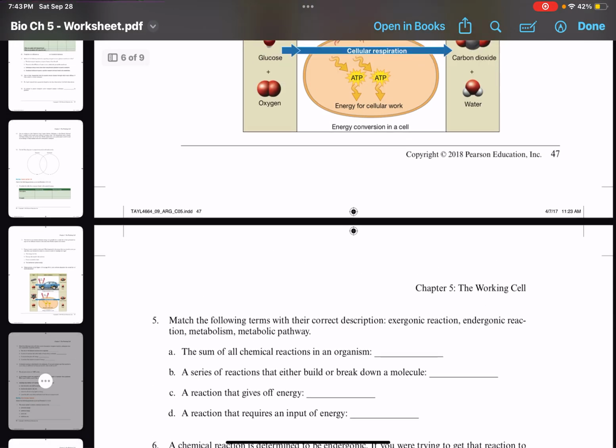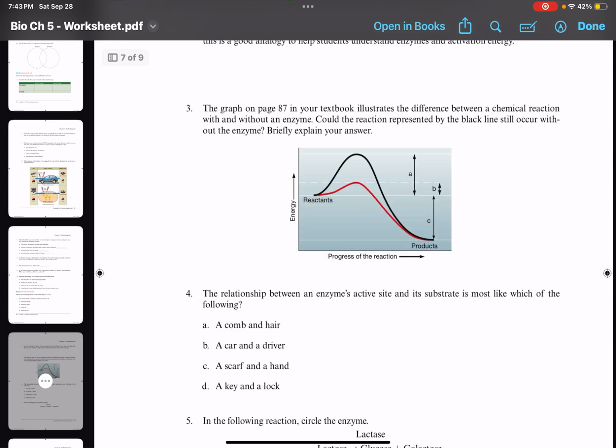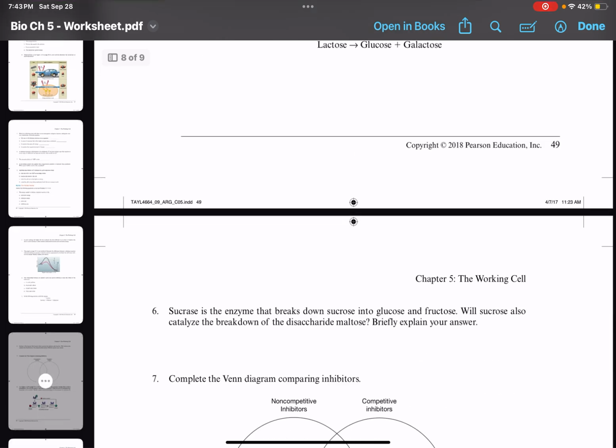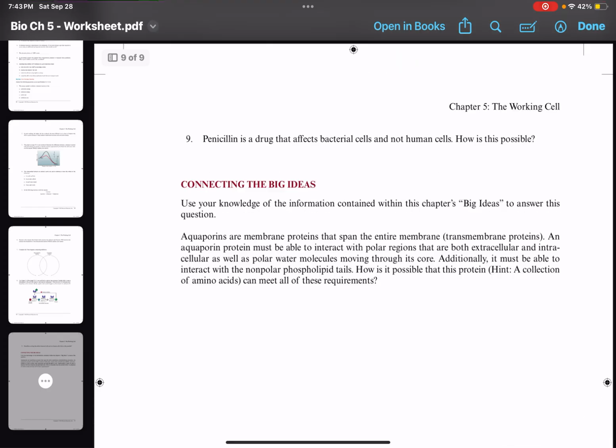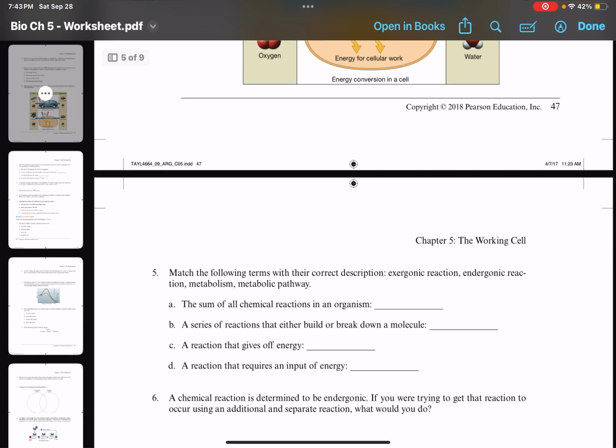So she said go to page 48, which I believe is... hold on, let me open it up. 48 is this one. I skipped it, my bad. Alright, yeah, this is 48.